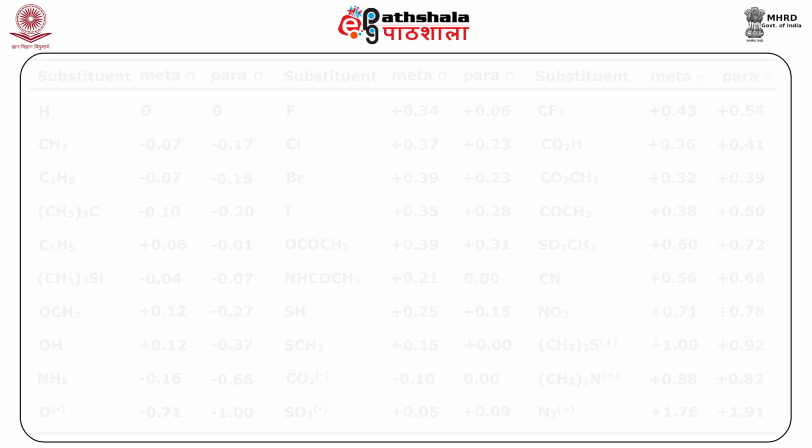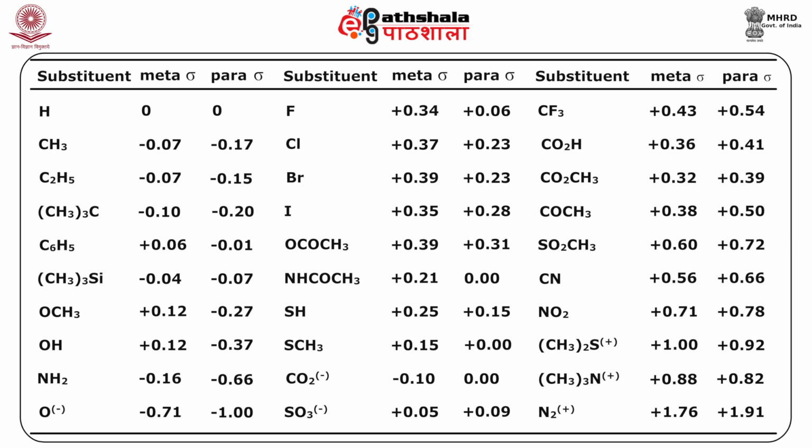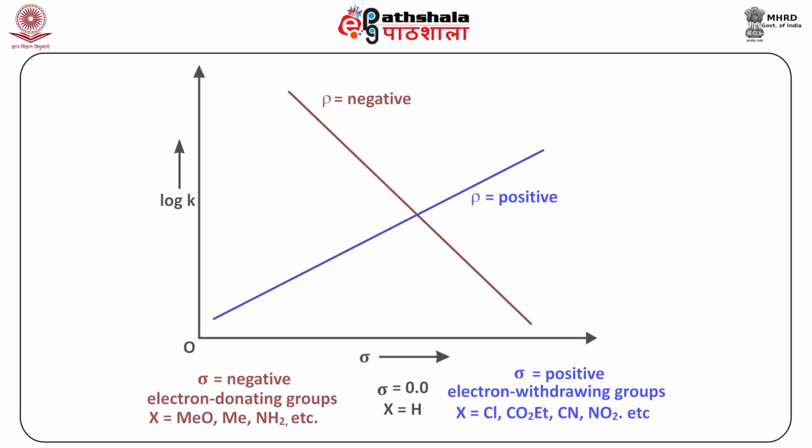Now take a look at the table which shows the Hammett substituent constants for the meta and the para substituents in the various benzoic acids. As you can see, there are variable values. In a typical Hammett plot, the y axis is log k and the x axis is sigma, and you can see as the sigma is less positive, the rho becomes negative, and as it becomes more positive, the rho also becomes more positive.